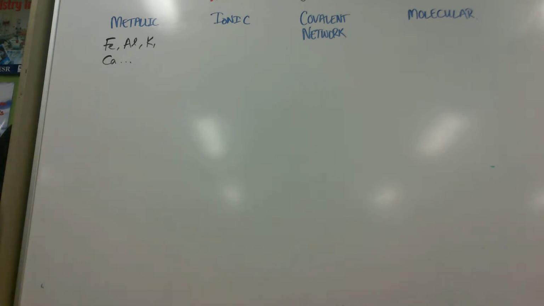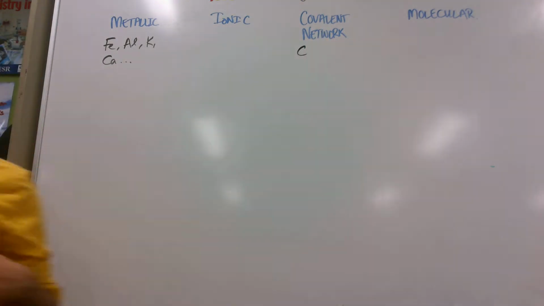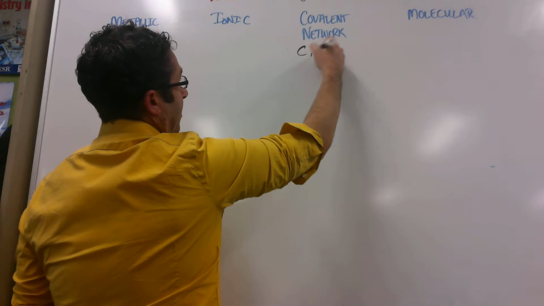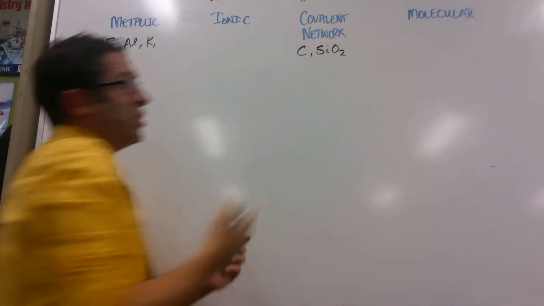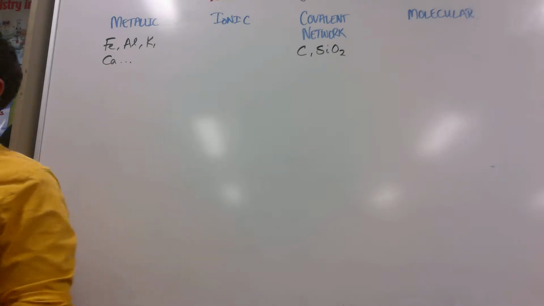If they were a non-metal, then they would have to be molecular, with the exception of carbon, which we know is a covalent network. So the allotropes or types of carbon are our covalent networks that we learn about, as well as silicon dioxide. And those are the only ones we actually learn about in this year level. That leaves ionics and moleculars.